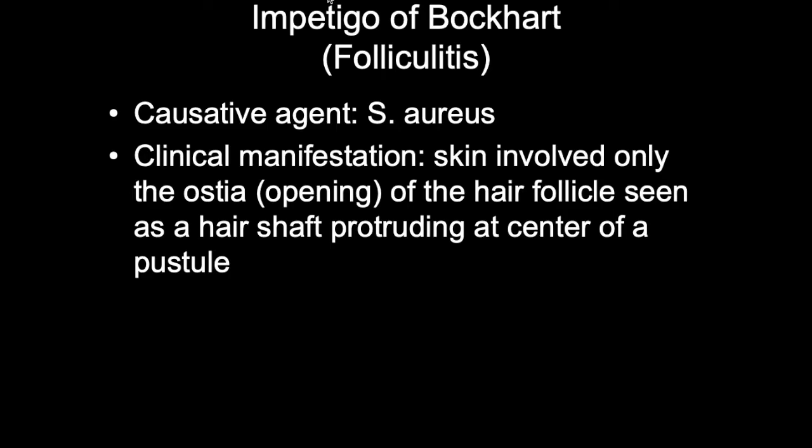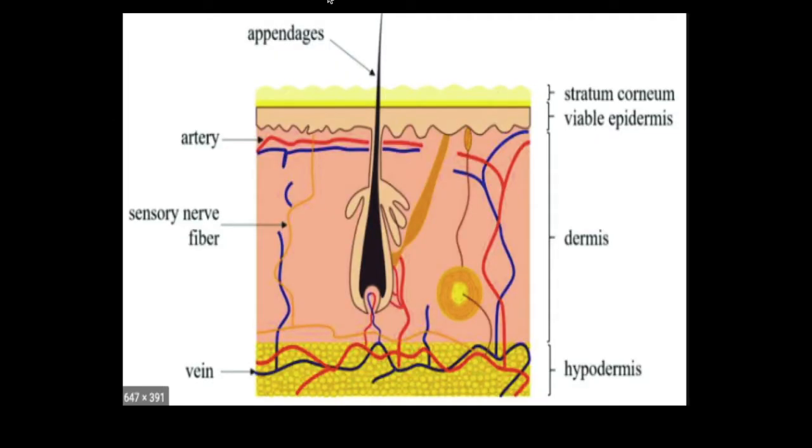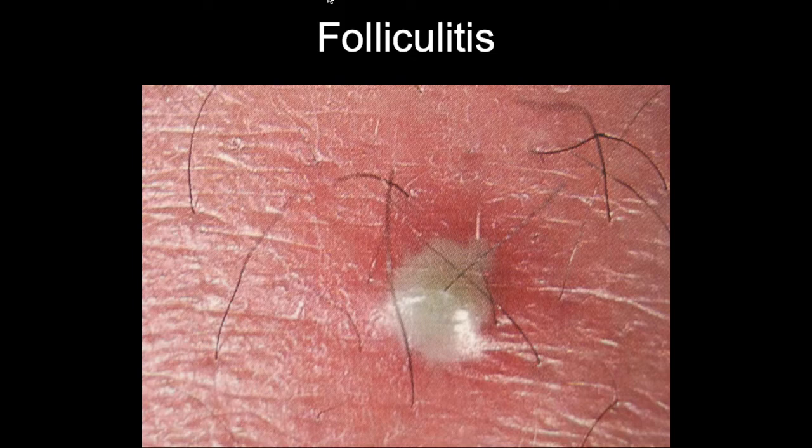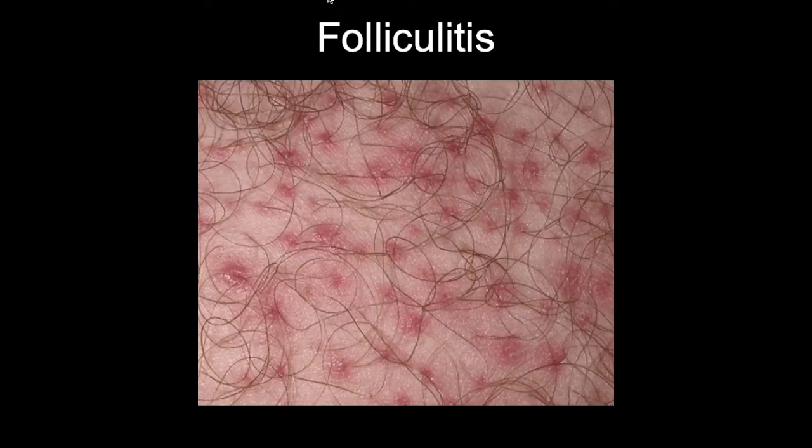This is an infection of the hair follicle involving only the opening of the hair follicle. So it's only at the uppermost portion of the hair follicle. Lesions are described as minute, small, superficial pustules at the opening of the hair follicle. And then you will note hair is present at the center of the lesion. Here are some other photos of folliculitis.